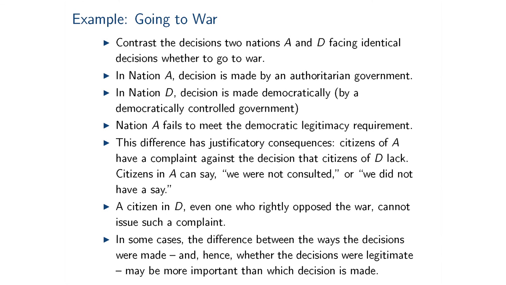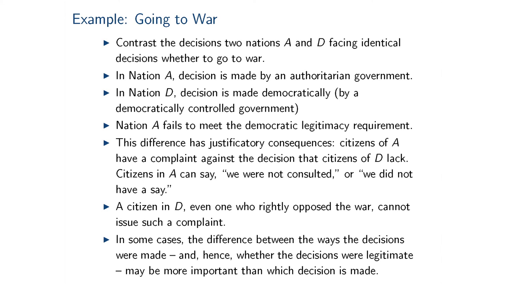And suppose in nation A, the decision is made by an authoritarian government, whereas in nation D, it's made by a democratic government, that is, a democratically controlled government. Now, in this case, I hope you'll all agree, in nation A, the decision that they make fails to meet the democratic legitimacy requirement, whereas in nation D, the democratic legitimacy requirement, let's suppose, is met. Now, this difference has justificatory consequences of the following kind.